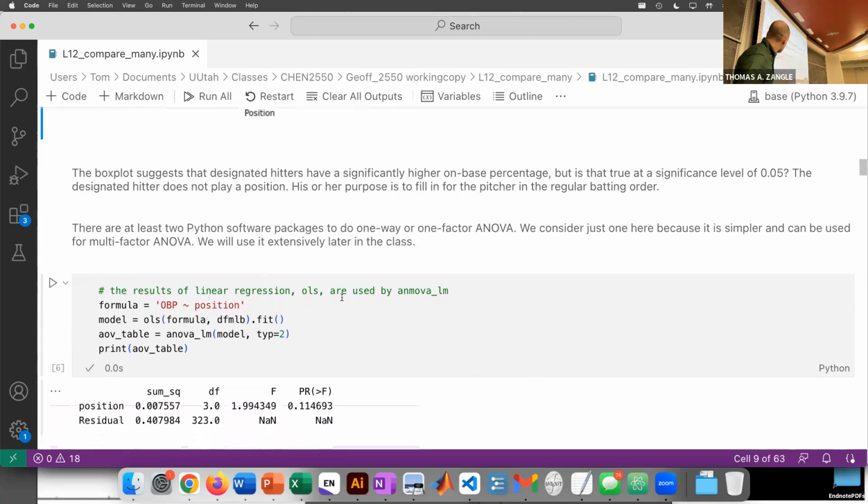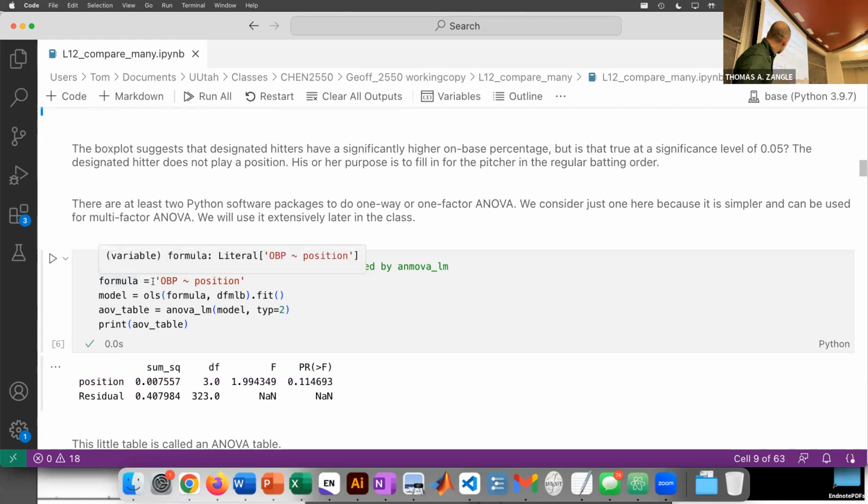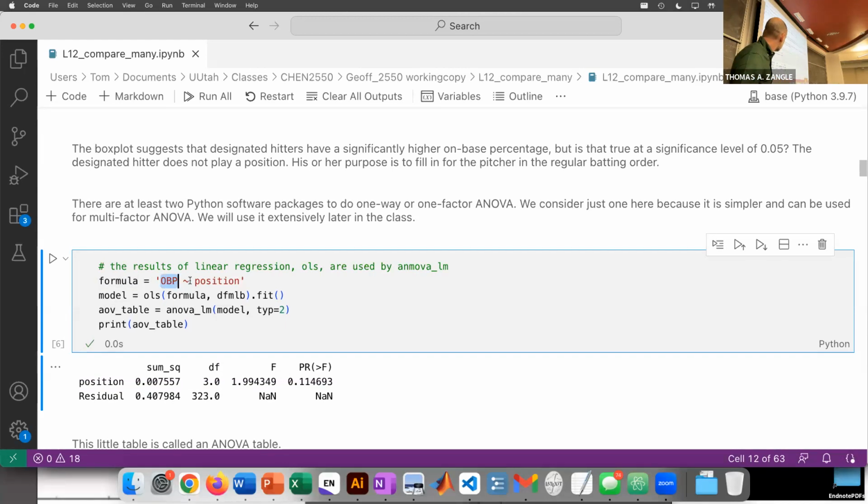When we use this ANOVA LM, the syntax here is that we have to input a formula. And so we're looking at on-base percentage as a function of position is what we're evaluating using our ANOVA test, right? So again, our null hypothesis is that on-base percentage is not a function of position, meaning our alternative hypothesis, the thing we're really trying to test here, is whether or not on-base percentage is affected by position, okay? So that's our syntax.